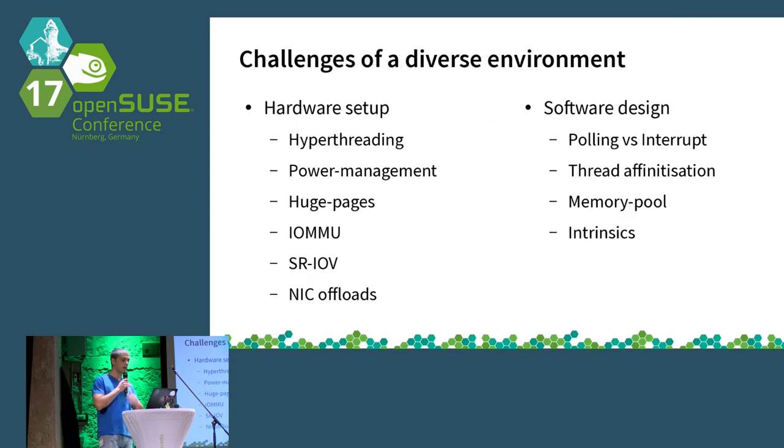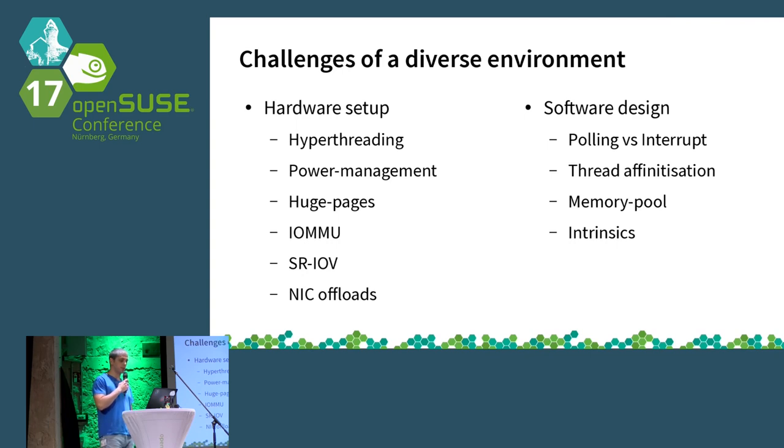So what are the challenges that we see in the NFV with regards to performance? Well, they are both hardware related and software related. So from a hardware setup perspective, you will face the choice of, for example, do I enable hyperthreading or not? What am I going to do with power management? What about huge pages? What about SRIOV? What about IOMMU? What about all the NIC offloads that these days I have on very expensive NICs that very likely are part of the machine I have in my data center?